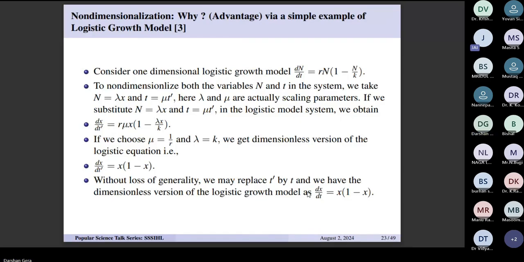And also, without loss of generality, you can replace this t' by t. You can write in the same pattern as you have chosen here. This differential equation will be dx/dt equal to x into (1 minus x).